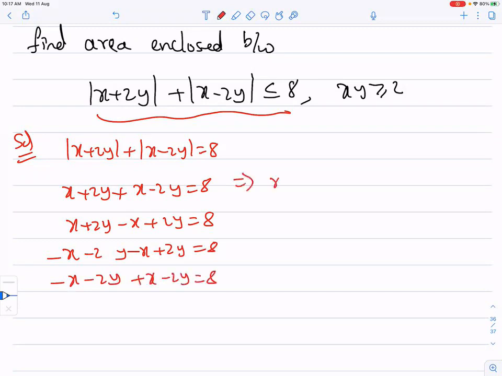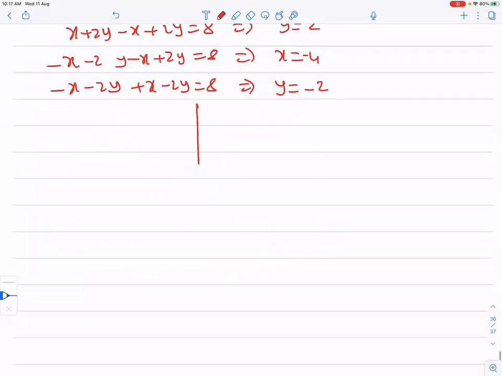इससे क्या आता है? x is equal to 4 आता है. इससे क्या आता है? y equal to 2 आता है. इससे क्या आता है? 2 by 2 by cancel. x is equal to minus 4. And इससे y equal to minus 2 आएगा. These are the 4 possibilities. And we know how they are going to be, right? If I plot the graph, this is going to give us a rectangle.